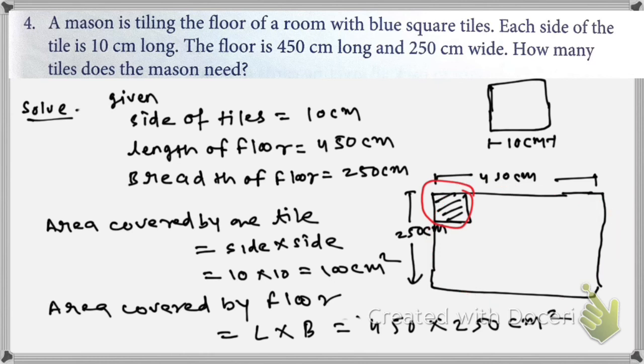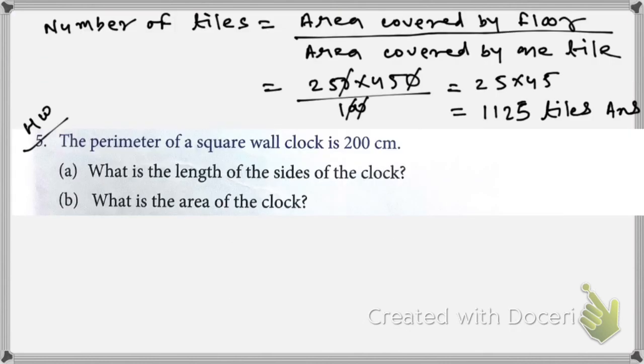So if you divide this area of floor by the area of tiles, we can get how many tiles we required.